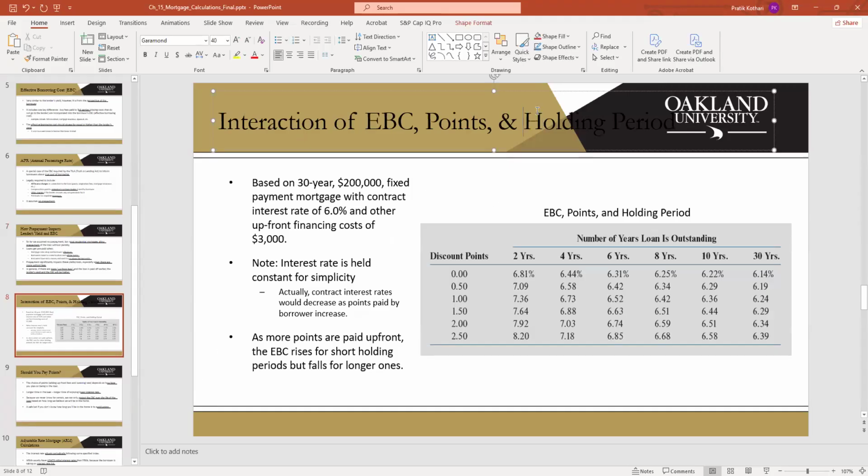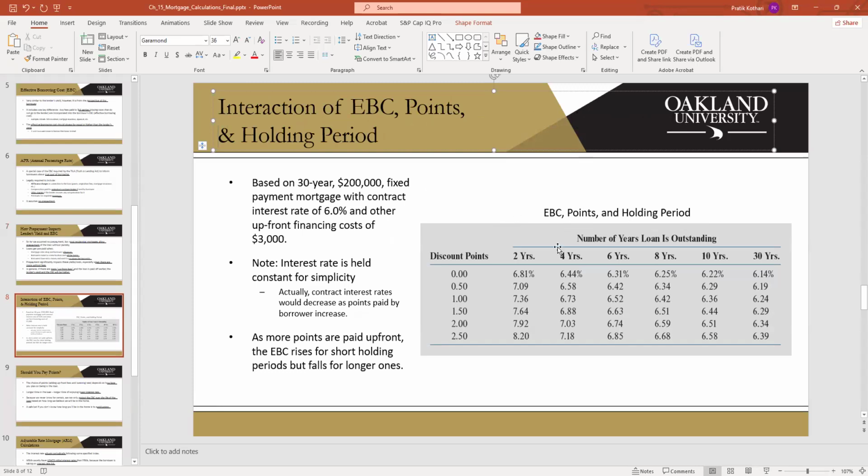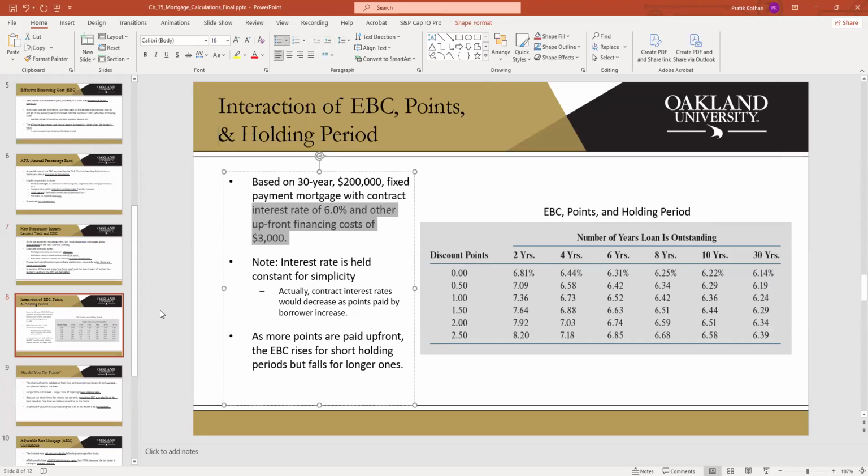So this example here shows you effective borrowing cost, points, and holding period. This is a 30-year, $200,000 fixed payment mortgage. The interest rate is 6% and upfront financing costs are 3,000. What we are seeing here, these different rates, is if the borrower had bought 0 discount points and paid off the loan in 2 years, as in they sold the house off in 2 years, let's say, their effective borrowing cost would have been 6.81%.